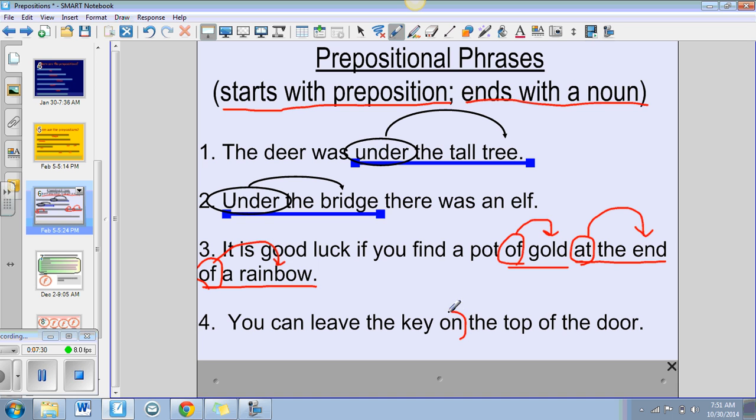Again, we already identified on and of as your prepositions. Can you find the prepositional phrases? Pause the video until you found them. Our noun is top, so our prepositional phrase is on the top. Our noun is door, so our prepositional phrase is of the door.